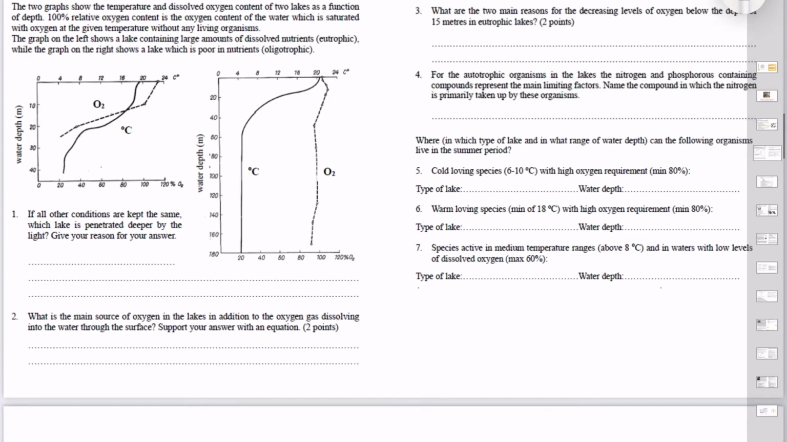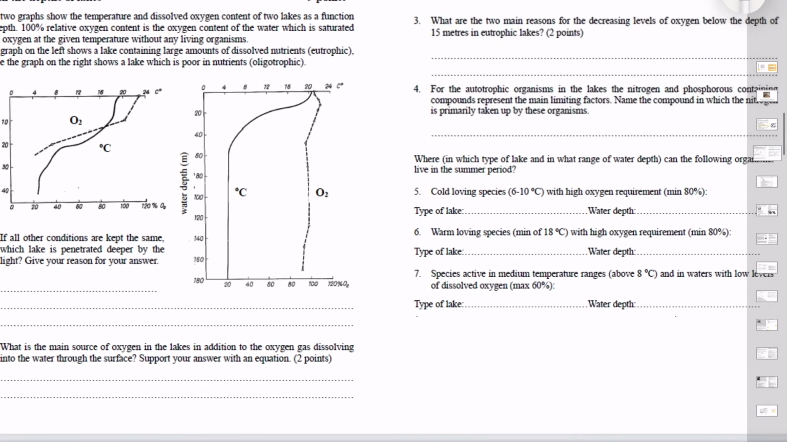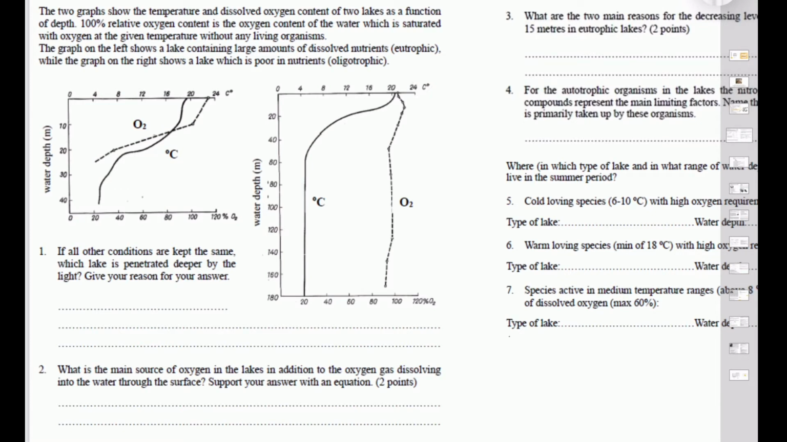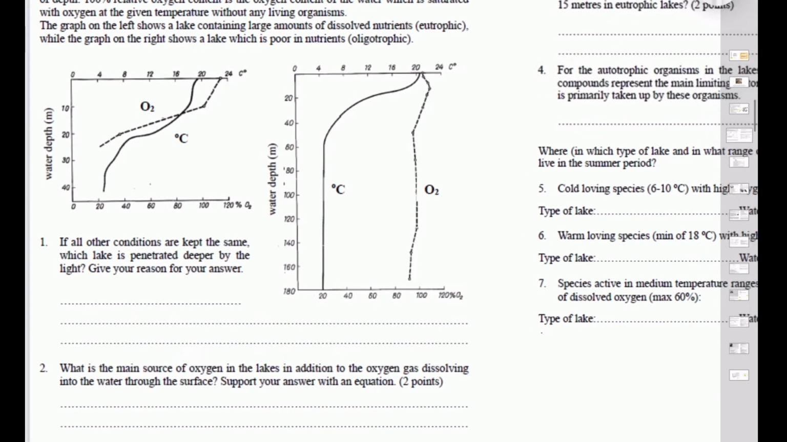First question. If all other conditions are kept the same, which lake is penetrated deeper by the light? Give your reason for your answer. So as a matter of fact, in case of a lake where the amount of nutrients is very small, it's impossible to support an abundant plant life, and planktons are not capable of preventing sunlight from penetrating deeper layers, as you can read it in the key as well. And obviously less floating decaying organic matter can be found in this kind of lake, and that is going to be oligotrophic.